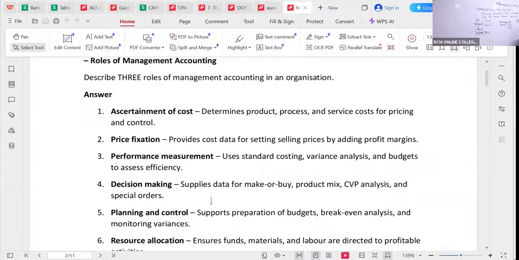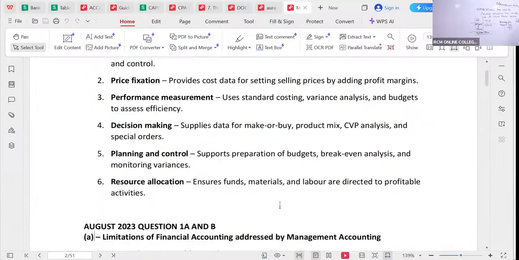We have decision making, supplies data for make or buy, product mix, CVP analysis and special orders, planning and control, supports preparation of budgets, break even, and don't worry about those big terms. You'll be able to capture them as we move on with the syllabus. And the monitoring of variances, resource allocation, ensures funds, materials, and labor are directed to profitable what year activities.